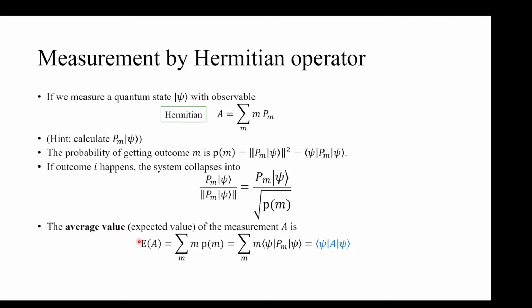The next nice thing about measuring a Hermitian operator is that you can think about its expected value. Different outcomes m have different probabilities Pm, and you can take the expected value of all those outcomes, which is the summation over m of the outcome times Pm. That can be written in this nice form, a sandwich with the state on both sides.